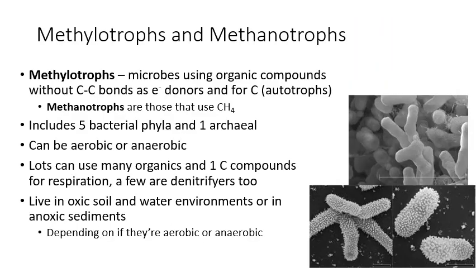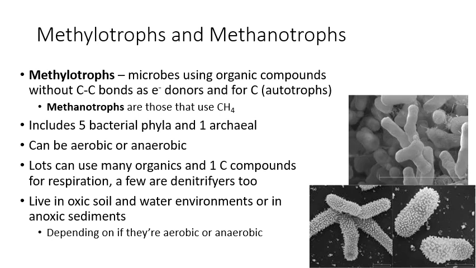The last metabolic grouping that we'll talk about is the methylotrophs and methanotrophs. Methylotrophs being, again, microbes that use organic compounds that do not have carbon-carbon bonds as electron donors for getting energy. Methanotrophs are a type of methylotrophs that are using specifically methane as their electron donor. So methylotrophs are going to use always an organic compound, but usually an organic compound that only has one carbon in it, since that's generally the only way it would be an organic compound that doesn't have carbon-carbon bonds. So that usually means methane or methanol.